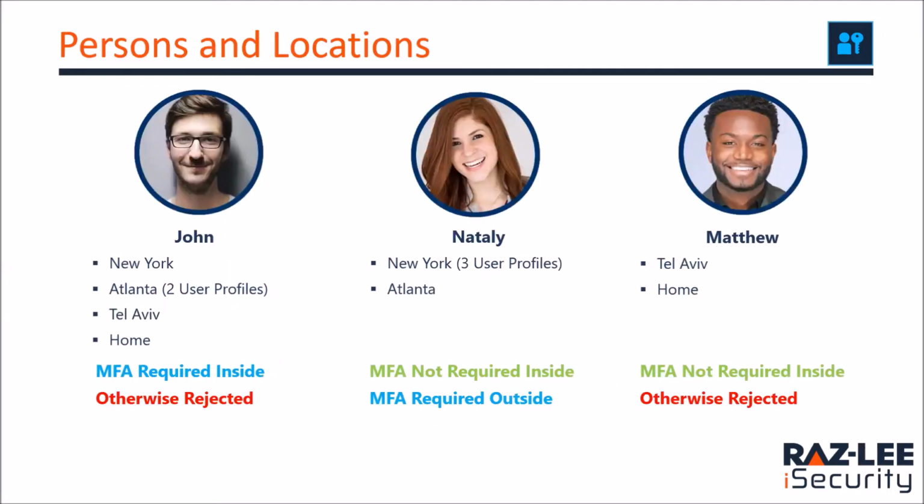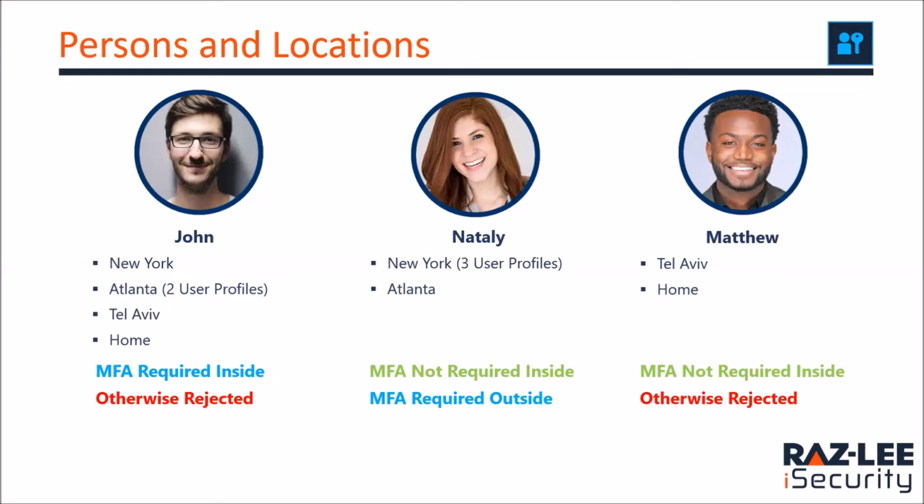Also, the first layer is based on person and locations, and that protects us against misuse of a computer. For example, John is required to do an MFA from 4 locations: New York, Atlanta, Tel Aviv, and his home. And otherwise, he's rejected. So if someone is trying to enter with the John user, but his IP is not one of 4 IP groups, it will be automatically rejected.